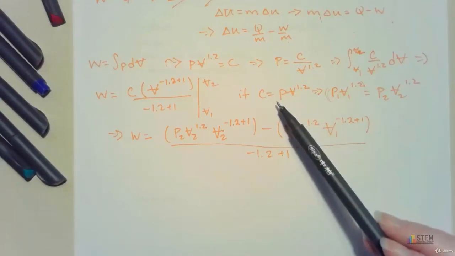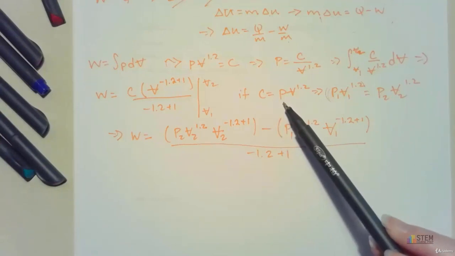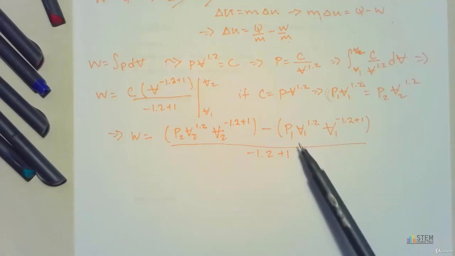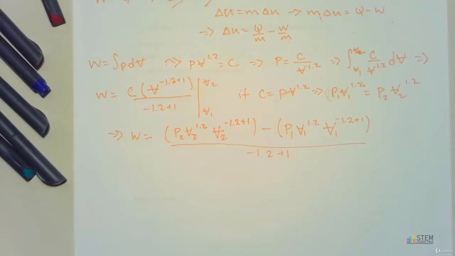Okay, so now we have that. And keep in mind, since this constant is PV to the 1.2, it's always equal to a constant. You don't necessarily have to separate these out for each of the states. That's just how I happened to do it in this case. We didn't do it like that in the other problems, but here that's how I chose to do it.